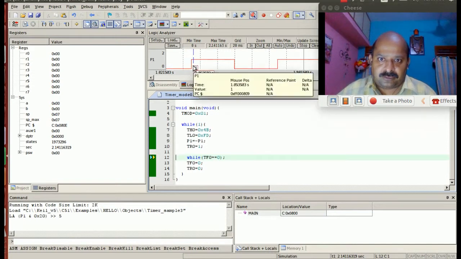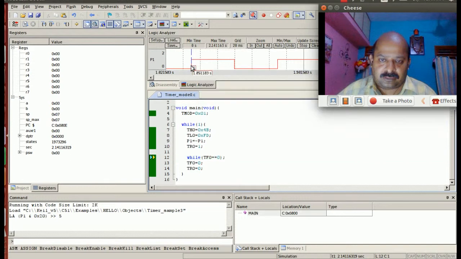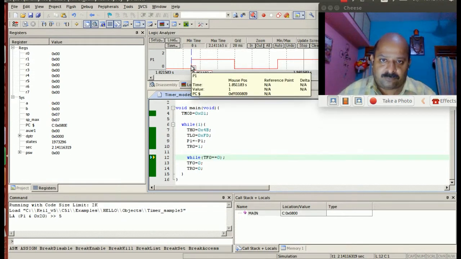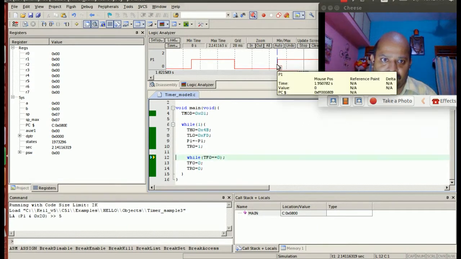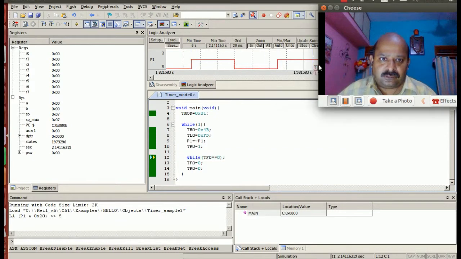Let us see at what time the transition happens from 0 to 1. It is 1.8512 seconds, and it goes from 0 to 1 again at 1.9512 seconds. So 1.9512 minus 1.8512 is approximately 0.1 seconds. So this square wave has a time period of 0.1 seconds, or a frequency of 10 Hertz.